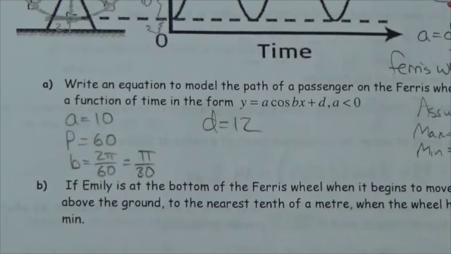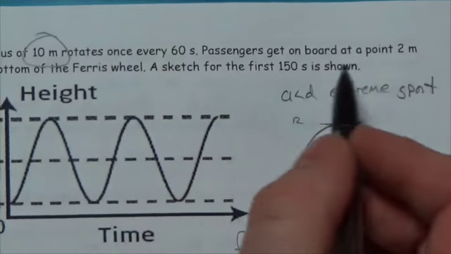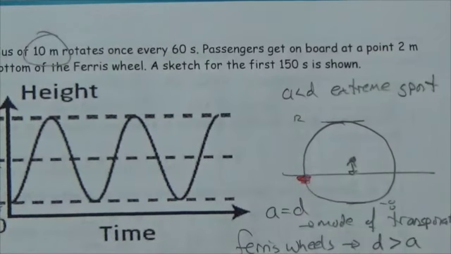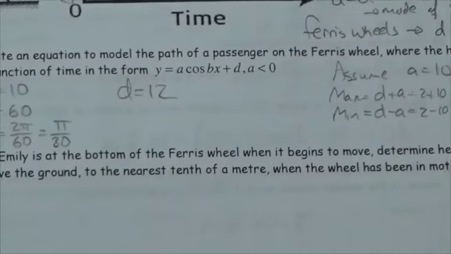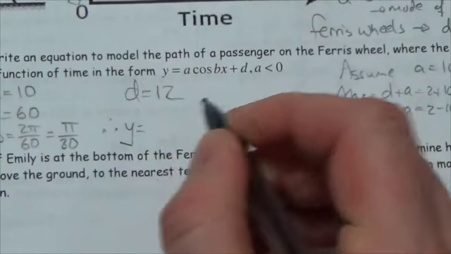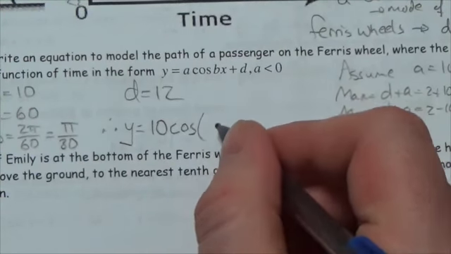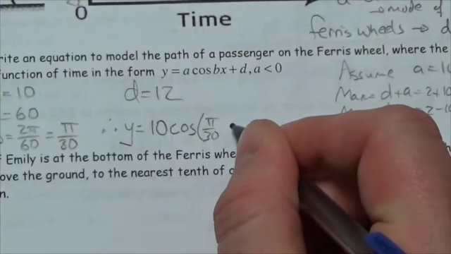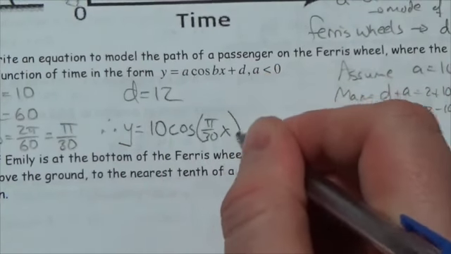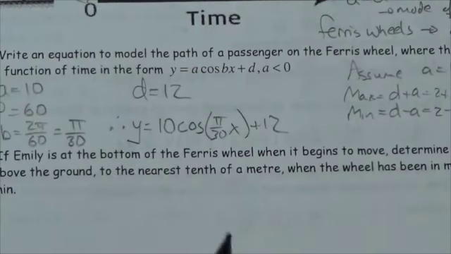I've done this question with a lot of people, and even after explaining it, I still get a lot of people that are not sure they actually visualize what's going on here. They're so thrown off by that 2 meters above the ground. Okay, that's the bottom of the wheel. Bear that in mind. And so now, therefore, my equation is y is equal to 10 cosine, my b value was pi over 30 times, in this case it says x here, and then plus 12. So there's my equation that I'm going to be working with here.